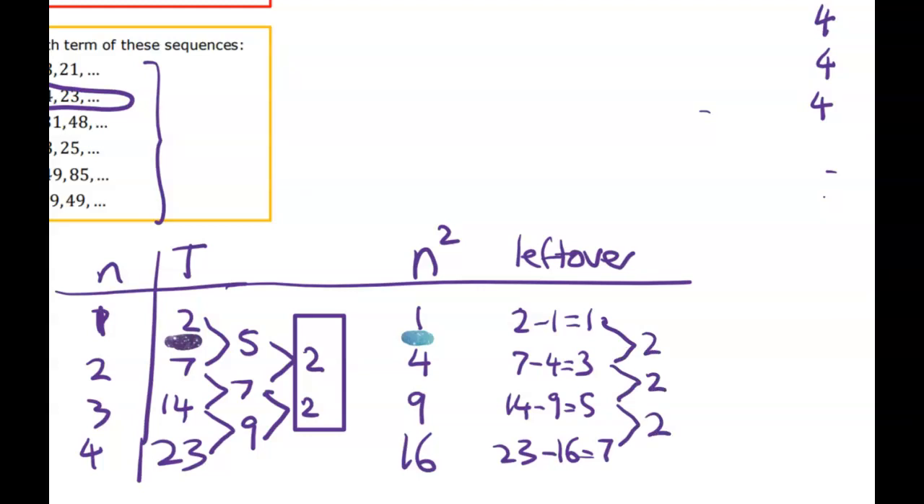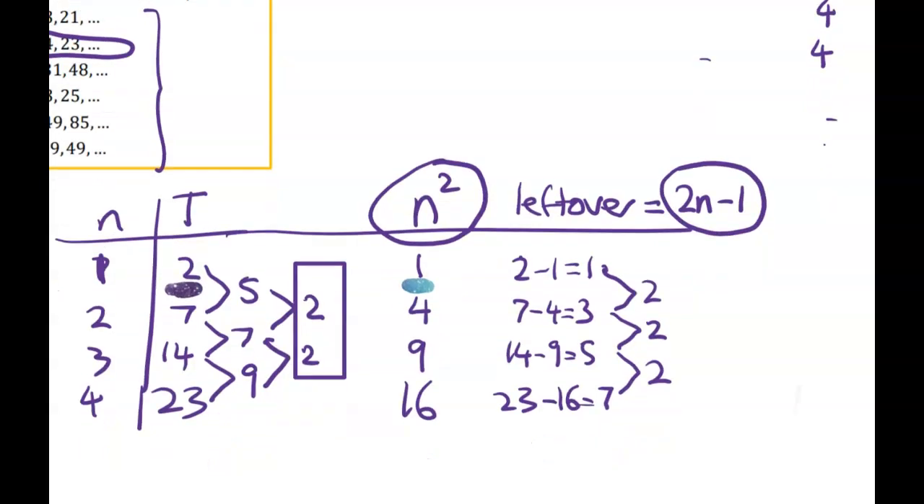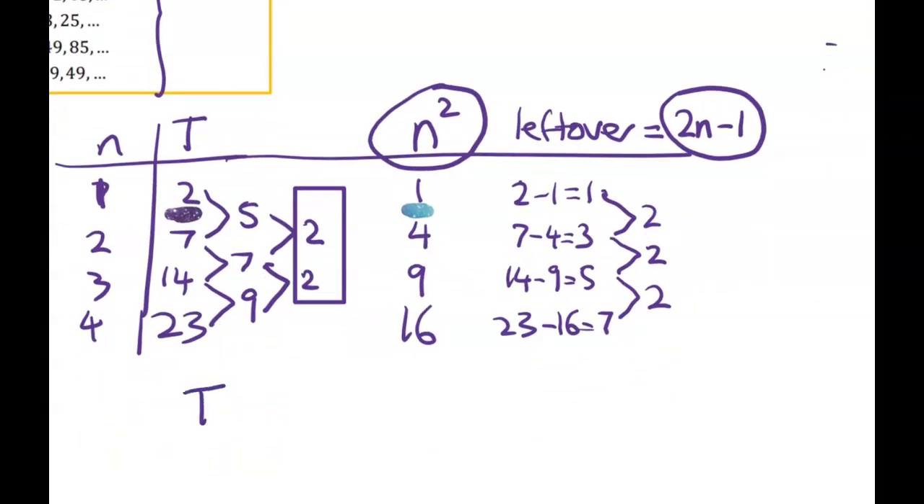Right, now if you're watching this video and you've got this far through, I figure that you're pretty good at doing linear patterns by now. So we should be able to see that the leftover rule is 2n minus 1. And so to get my overall rule for t, I take the n squared part and I take the leftover part and I add them together. So my rule here will be t is equal to n squared plus 2n minus 1.